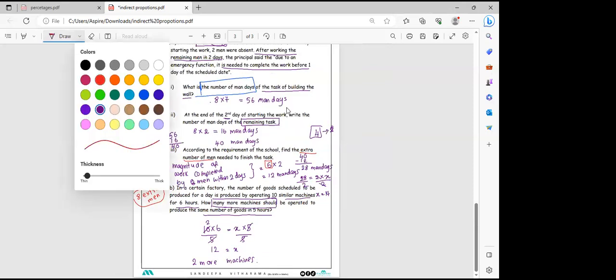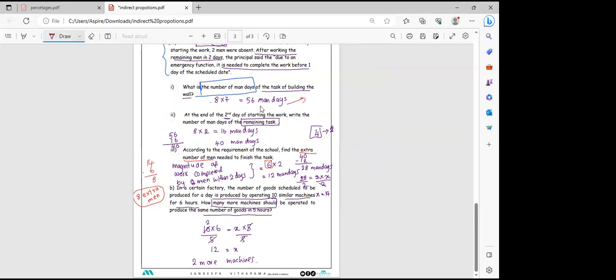2 marks for calculating the magnitude of the work. And 3 marks for this. 2 marks for this. And 3 marks for this calculation.